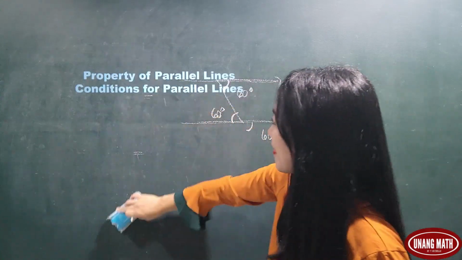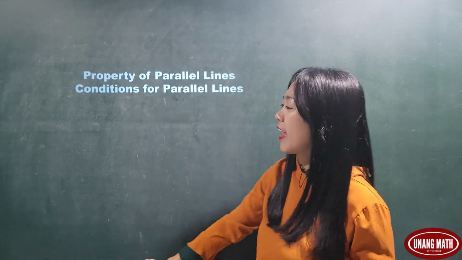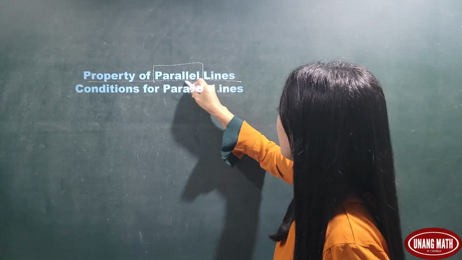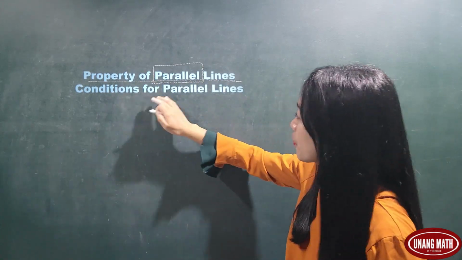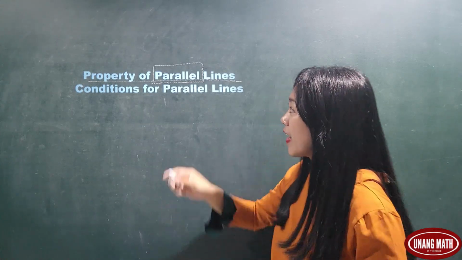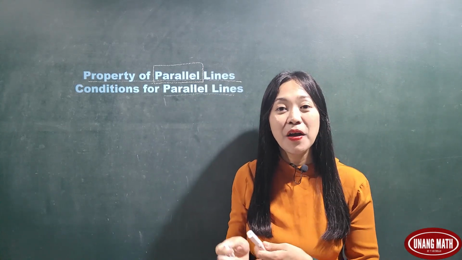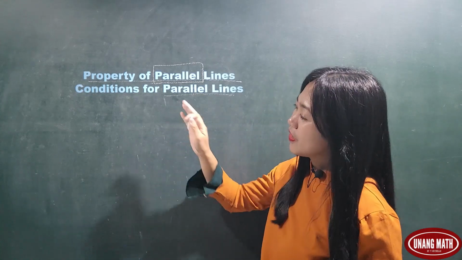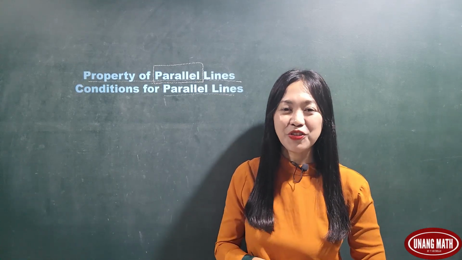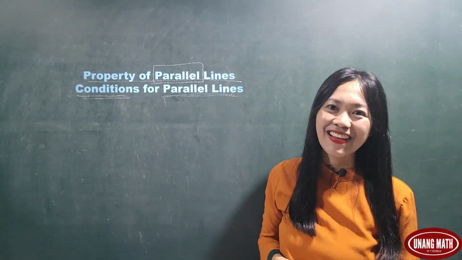Okay, so what's then the difference between the property of parallel lines and conditions for parallel lines? You have to understand that when we say property of parallel lines, the lines are already parallel. But for conditions for parallel lines, there are two conditions that we have to remember for us to say that two lines are parallel lines. First, corresponding angles must be equal in measure. And the second condition is alternate interior angles must be equal in measure. So those are the two conditions for us to say that two lines are parallel lines.